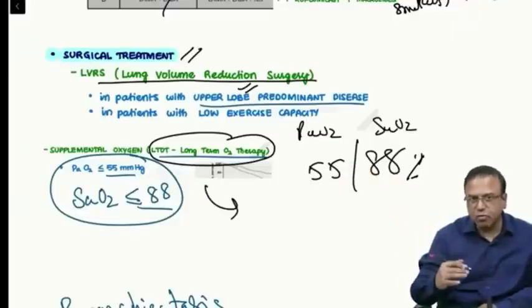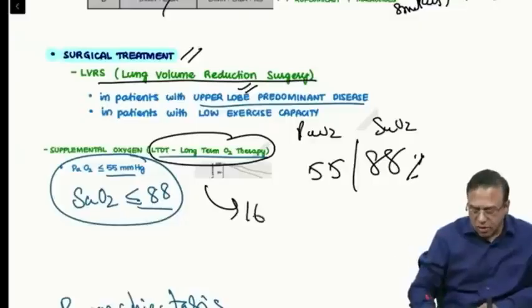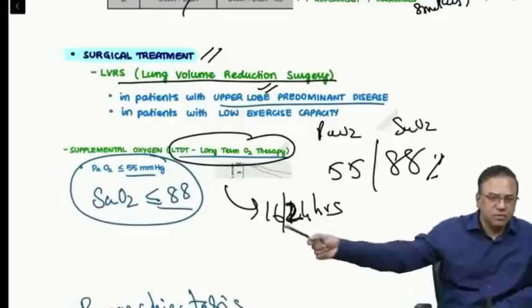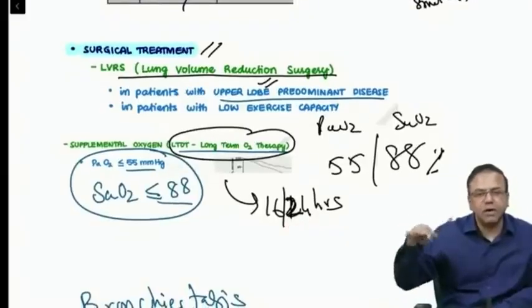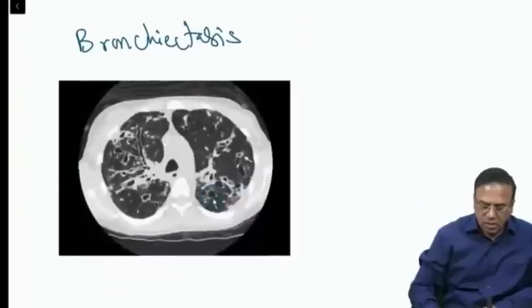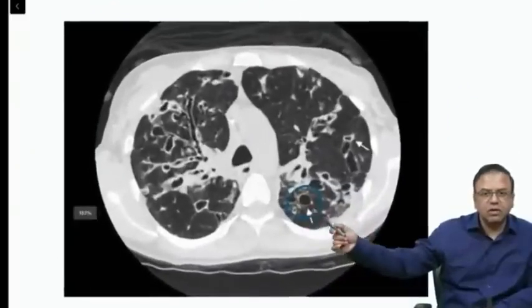The patient should take it daily at home by oxygen concentrator, and he should take it for 16 hours out of 24 hours. Out of 24 hours, minimum 16 hours, if he takes it, then only pulmonary hypertension will not come, and the survival will increase. In bronchiectasis, you get this picture called signet ring appearance.